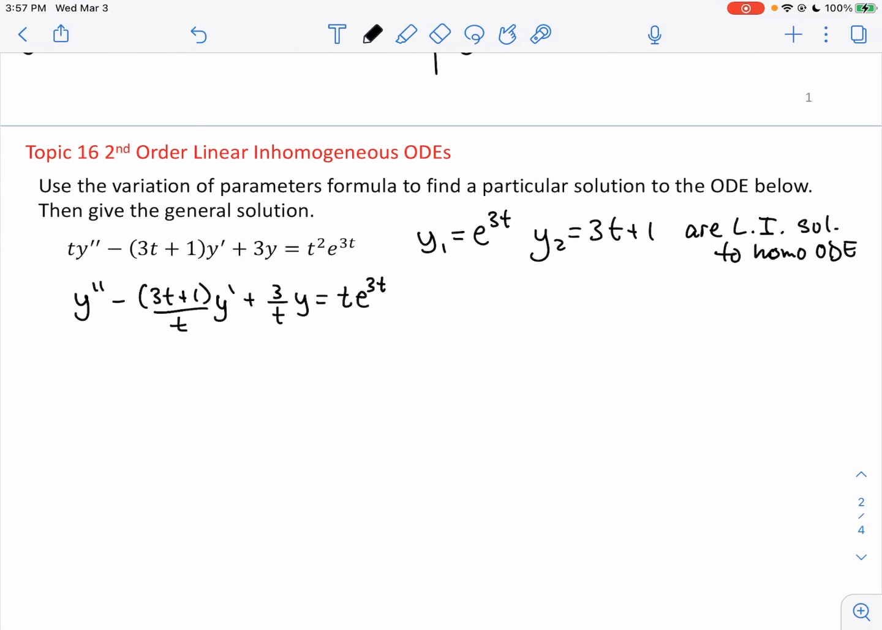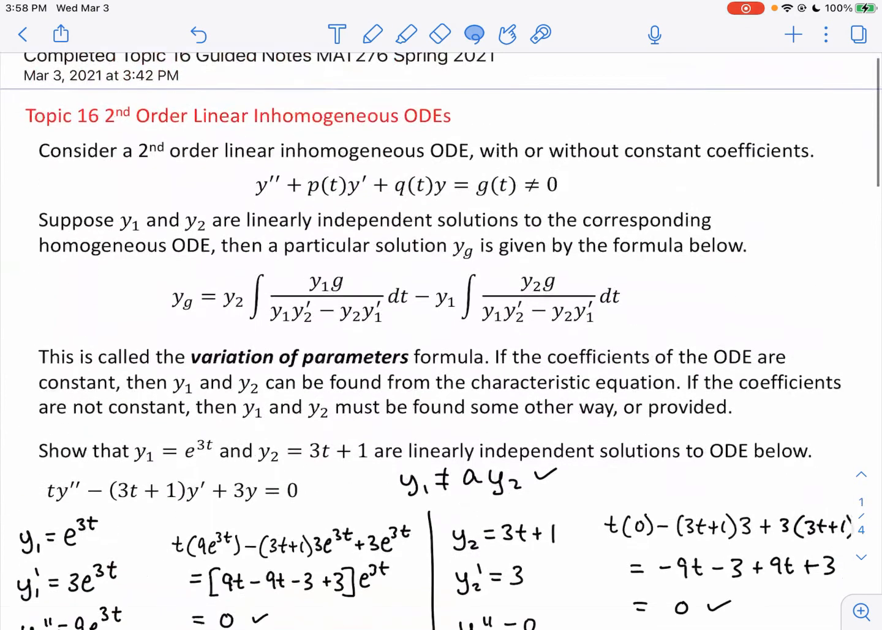So we've tweaked this differential equation by dividing everything by t, and we have this one here, which now matches the form that we want. And we can still show that these two solutions are solutions to the homogeneous version of this ODE. So if I change this right here back to 0, I could still show that these are solutions to that different homogeneous differential equation. Okay, so back up to here.